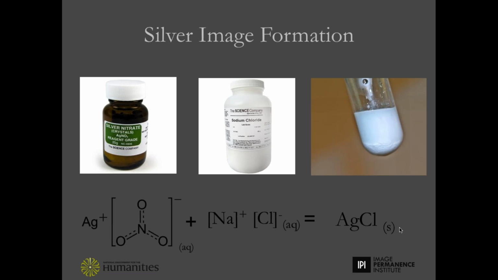So how do we get our light-sensitive compound? We start with silver nitrate, which is pure silver dissolved in nitric acid. This is combined with a halide. In this case, we're using sodium chloride. A chemical reaction occurs when you combine the two, and a solid precipitate is formed. This precipitate is the silver halide.